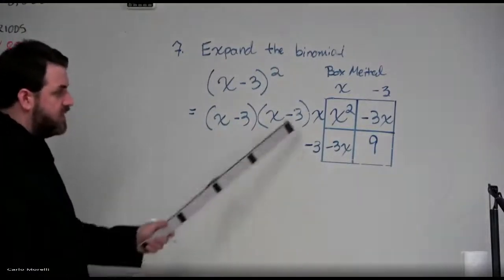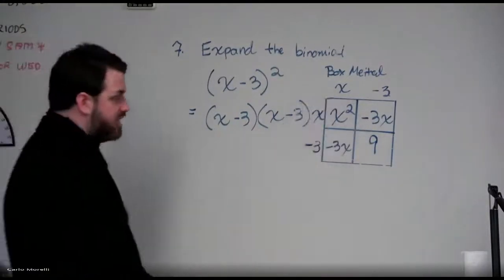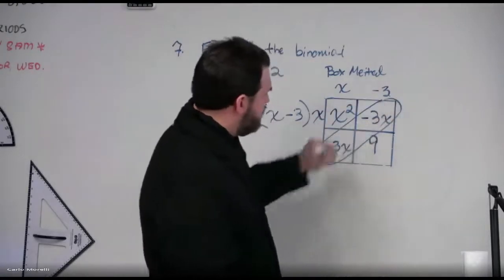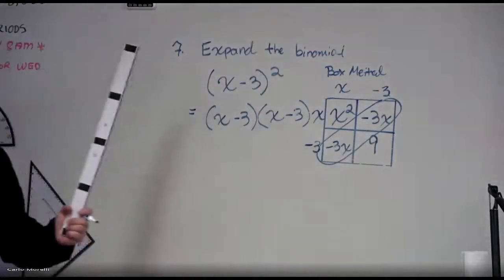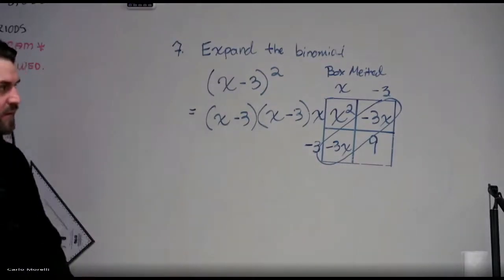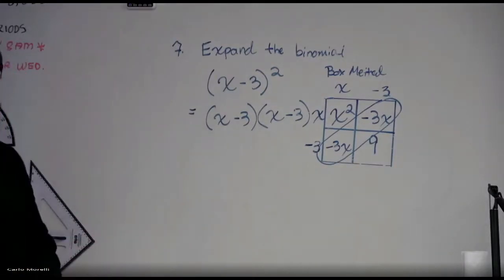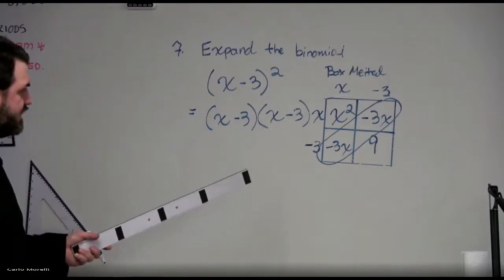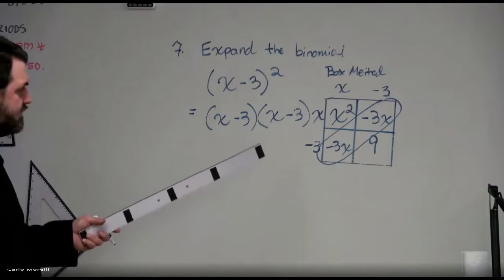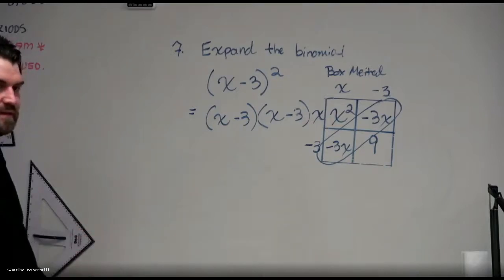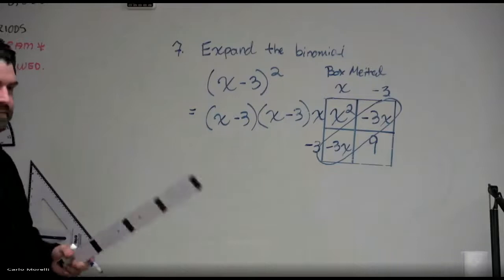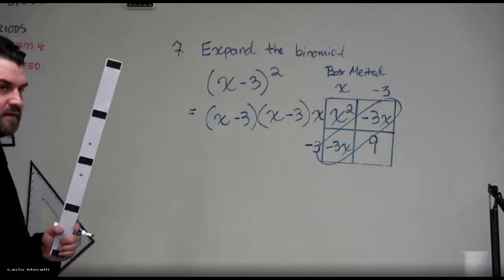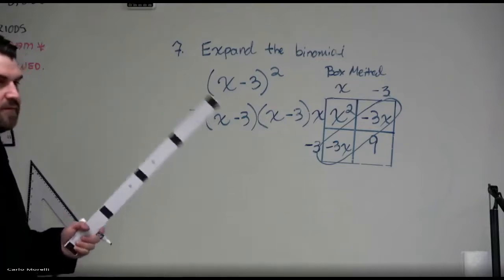Okay, so the answer is actually written here. We just have to put it together. These two terms that are diagonal, draw like a tic-tac or pill shape around those terms because you're going to add those together. So let's do that now. What is -3x plus -3x? Add. Don't multiply. -3 plus -3 is -6.